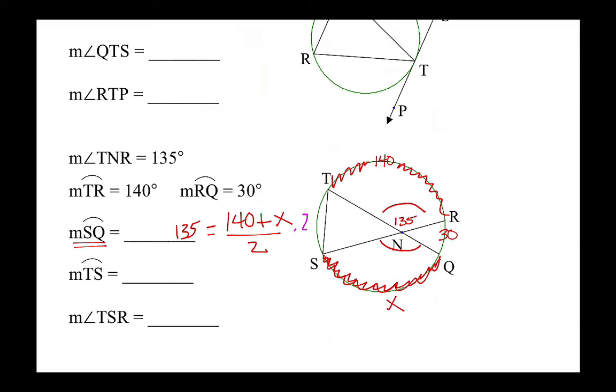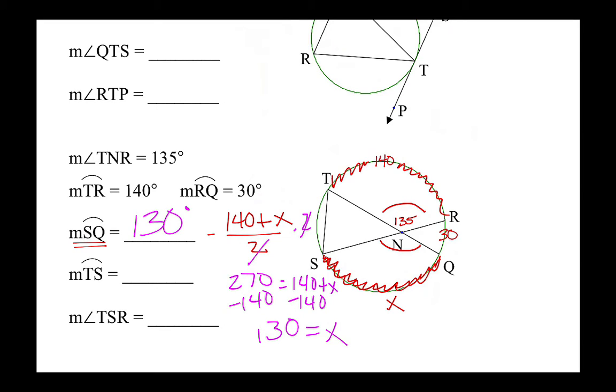So I've got a little bit of algebra to do. First thing I'm going to do is multiply both sides by 2, which is going to end up giving me 270 equals 140 plus that unknown arc. So when I subtract the 140, I end up getting that that unknown arc of SQ is equal to 130 degrees. So arc SQ measuring 130 degrees.